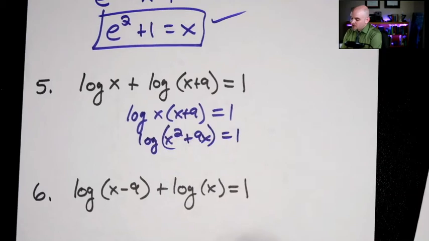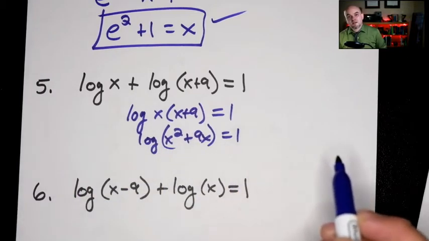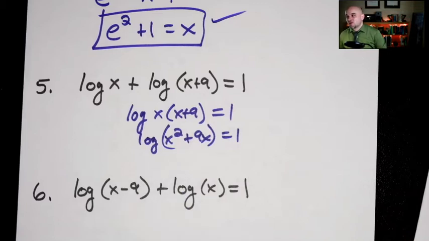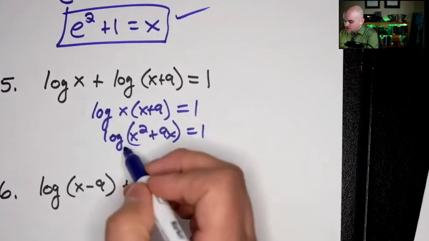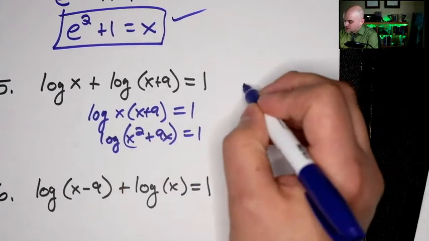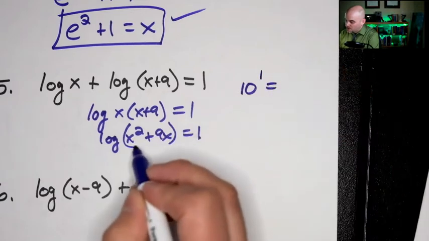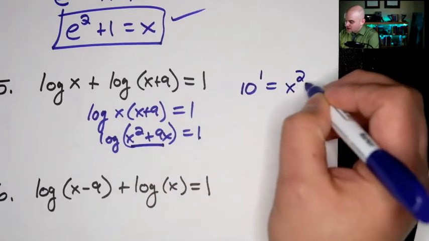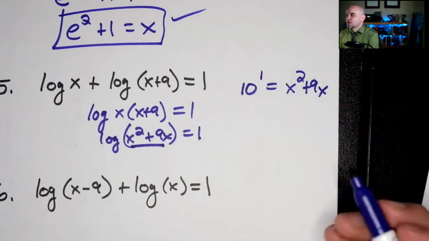equals 1. And here's a case, I don't have a log on the right side. Now we did a bunch in the other video where we had log base 10 of this mess equals log base 10 of this mess. In this case, I don't have that. So I'm going to convert it now to exponential form. This is log base 10. So I'm saying, okay, my base is 10. Here's the exponent 1, and it must equal what's inside the parentheses, x squared plus 9x. 10 to the first, same thing as 10 here.